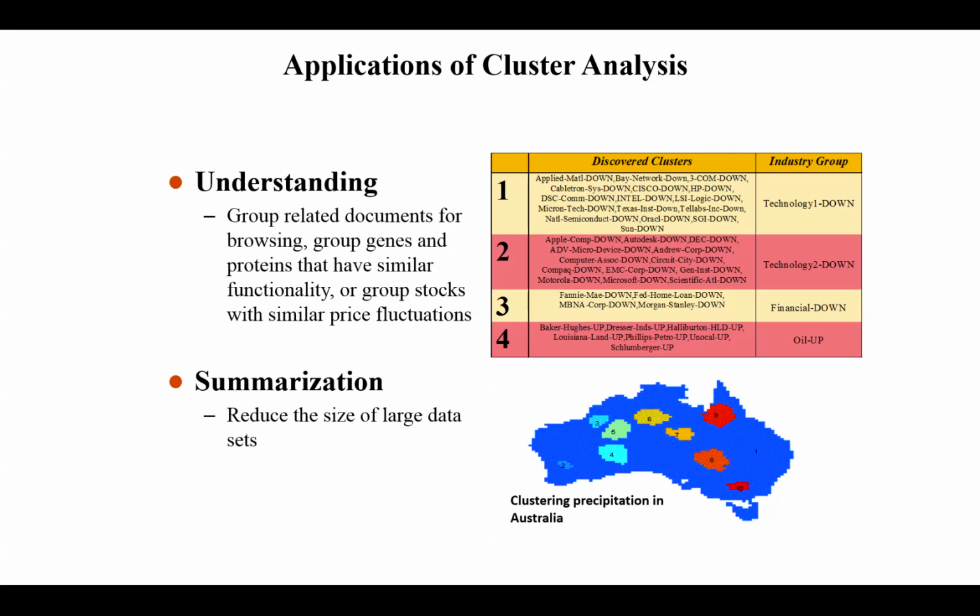In the context of understanding data, clusters are potential classes, and cluster analysis is the study of techniques for automatically finding classes. Examples are grouping related documents for browsing, grouping genes and proteins that have similar functionalities, or grouping stocks with similar price fluctuations. In data summarization, the size of a large dataset can be reduced, and the reduced dataset can then be used for other data analysis techniques.